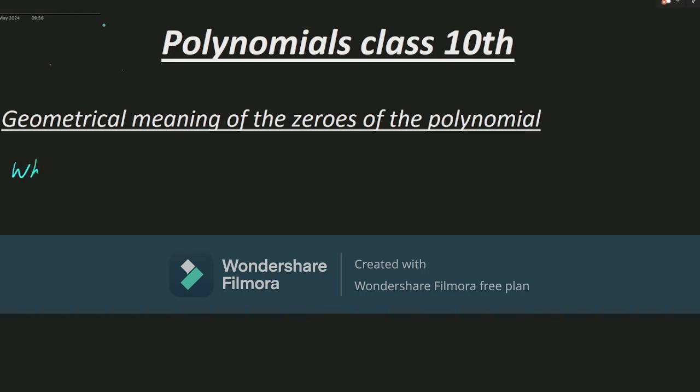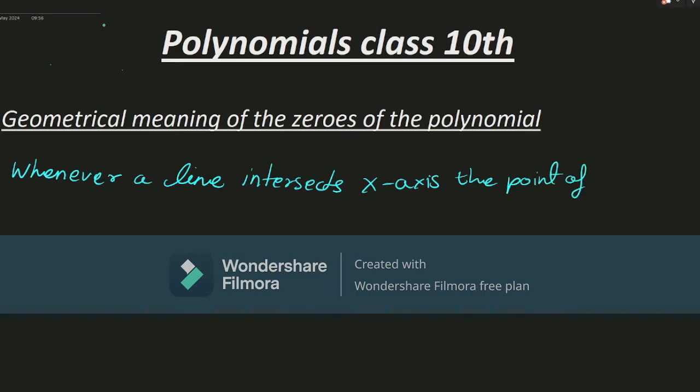Whenever a line intersects the x-axis, the point of intersection is the zero of the polynomial. Okay, as simple as that. And the graph of a quadratic polynomial.